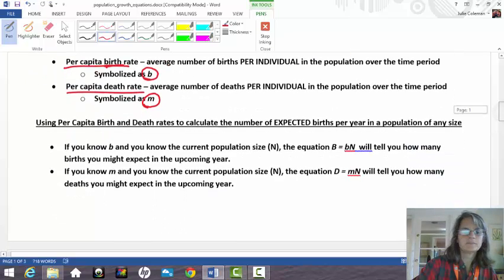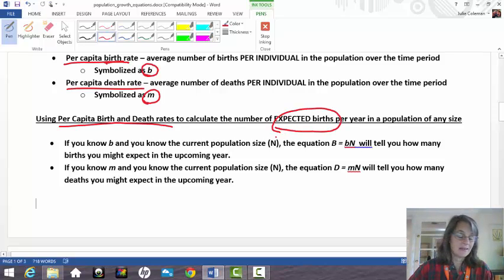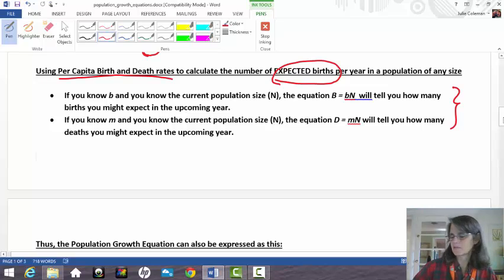Now, we usually use per capita birth and death rates, little b and little m, to calculate the number of expected births per year in a population of whatever size you have. So this stuff right here, you may use it, but not a whole lot. What this right here is doing, though, is showing you where some of the equations are coming from that are going to be more of use to you.